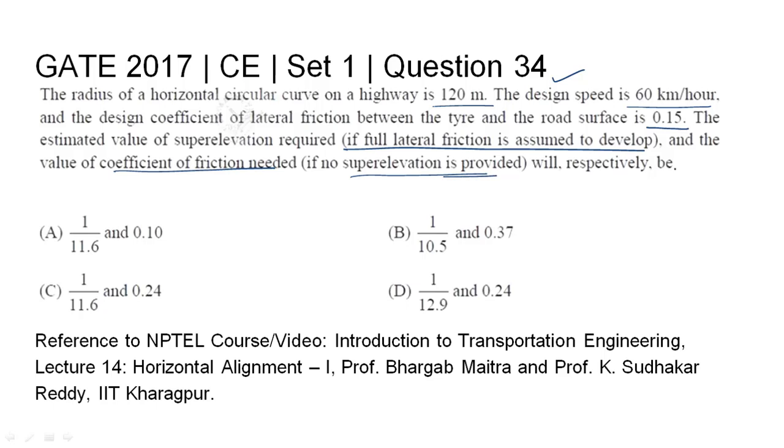The four options given are A 1 by 11.6 and 0.1, B 1 by 10.5 and 0.37, C 1 by 11.6 and 0.24 and D 1 by 12.9 and 0.24. The relevant NPTEL reference has been mentioned.